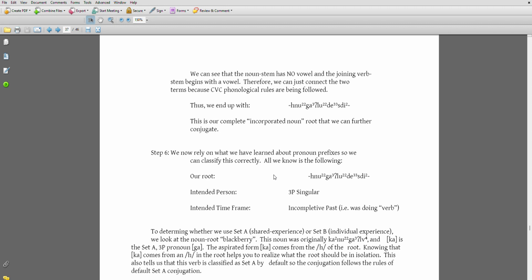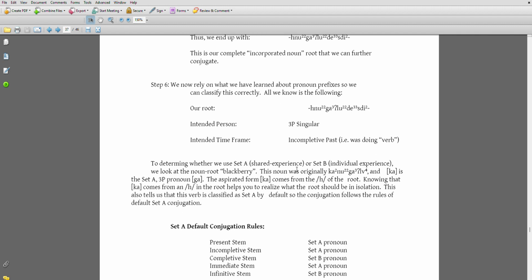To determine whether we use set A, shared experience, or set B, individual experience, we look at the noun root blackberry. This noun was originally kanugatl, and ka is a set A third person pronoun, ga. The aspirated form ka comes from the H of the root. Knowing that ka comes from an H in the root helps you to realize that the root should be in isolation. This also tells us that this verb is classified as set A by default, so the conjugation follows the rules of default set A conjugation.